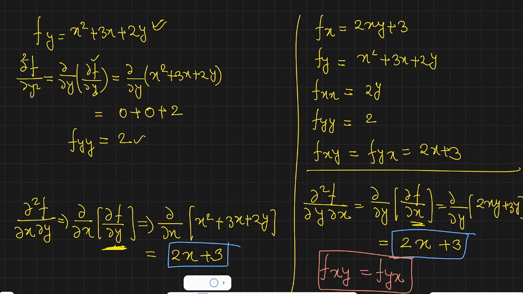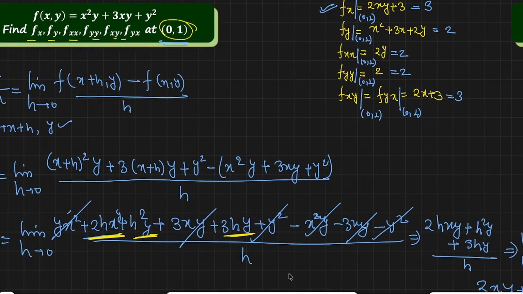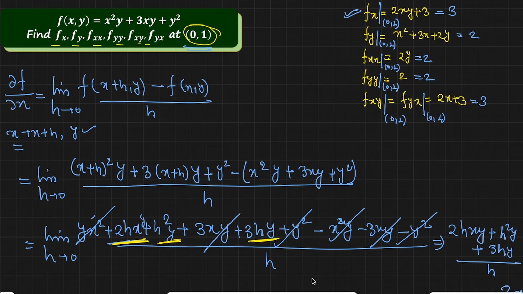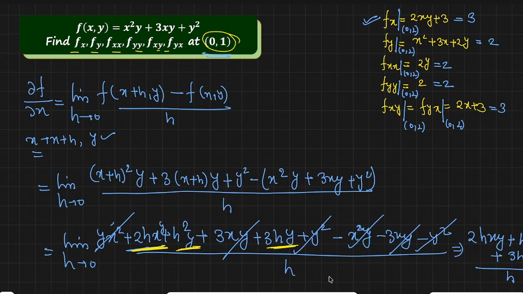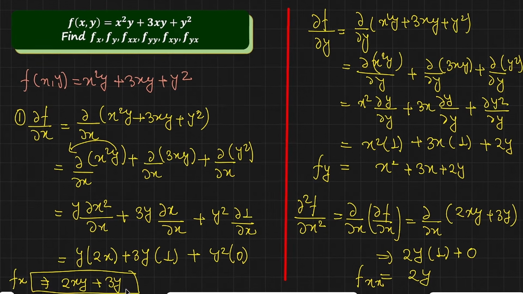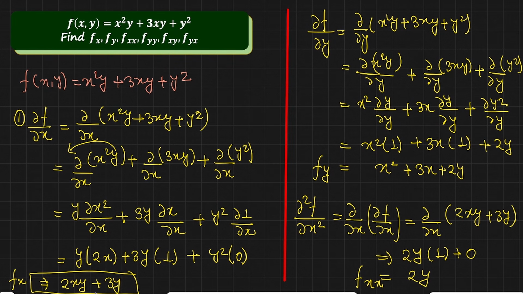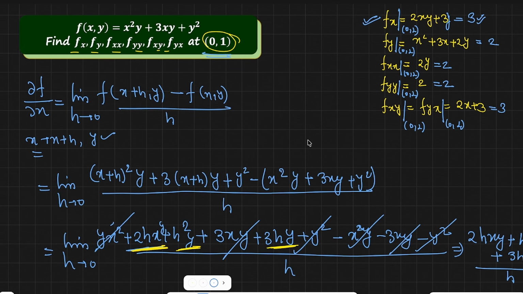I think this is the answer. I think y is not here. I think there is one mistake. When I multiply, this is 3xy, x plus h, 3hy. Wait, let me check again. I think this is also y here, because when I take the partial derivative with respect to x, this is f of xy, so 2xy plus 3y. I am just checking this, sorry for that. So this is y here, then the answer is the same, this is correct.